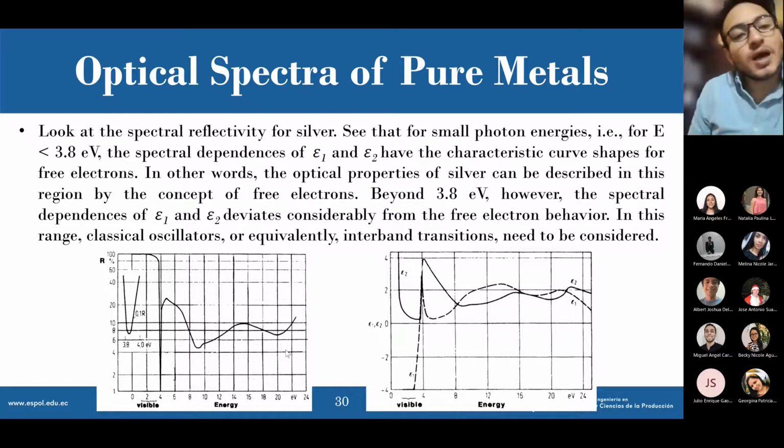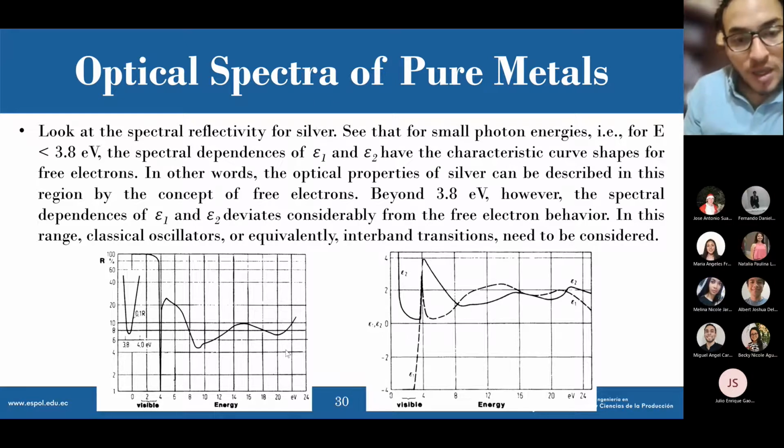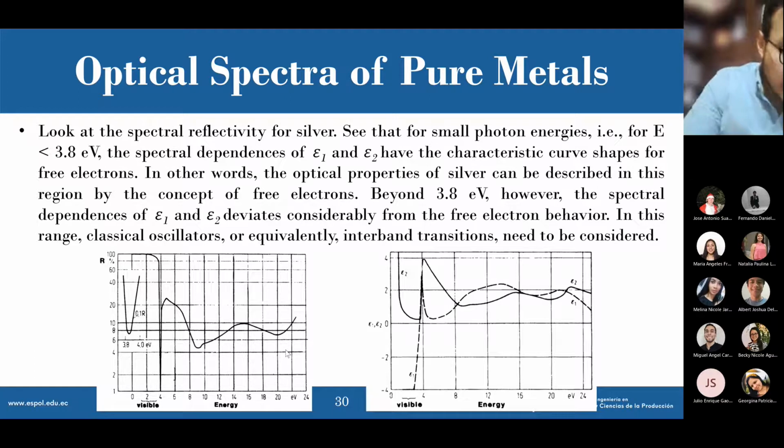And let's actually see how these spectra look for pure metals. What happens with pure metals? So you can see, this is for silver. You can see that for silver, at small photon energies, that means energy less than 3 electron volts, so that means around the visible or before the visible range.